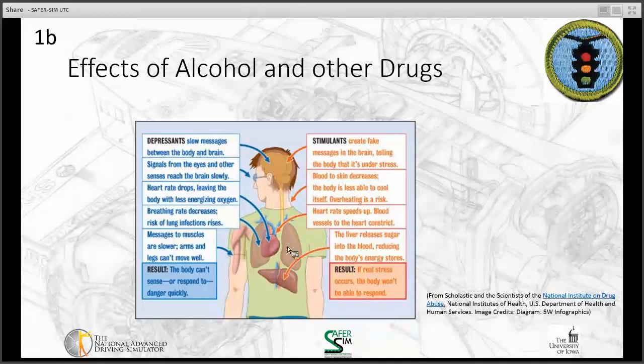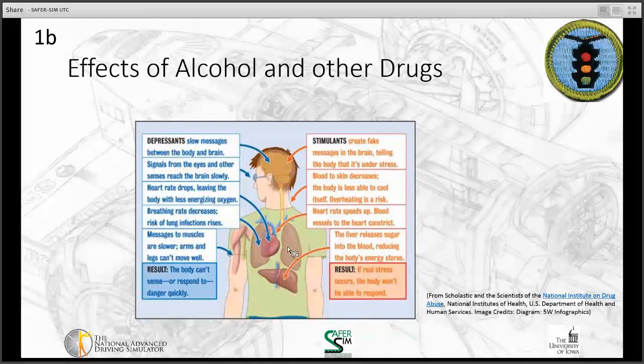Depressants slow the signals between your body and your brain. So they basically make you go slower. They're things that make you tired. And because your nervous system is operating more slowly, it has a variety of effects, but basically, it means that you can't respond to danger quickly. So when you're on a depressant, if something unexpected happens, you're not able to respond to it as quickly as you otherwise would.